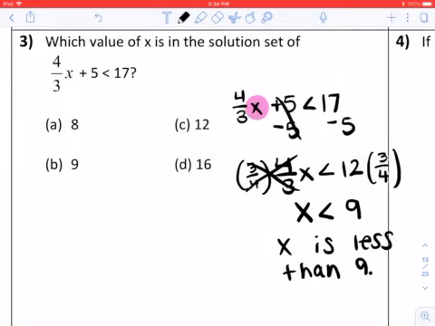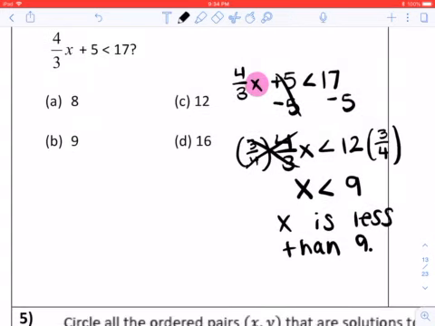Notice this does not say x equals 9. It says x is less than 9. So if we look at all 4 of our options, the only number that is less than 9 is 8. So our answer is A.